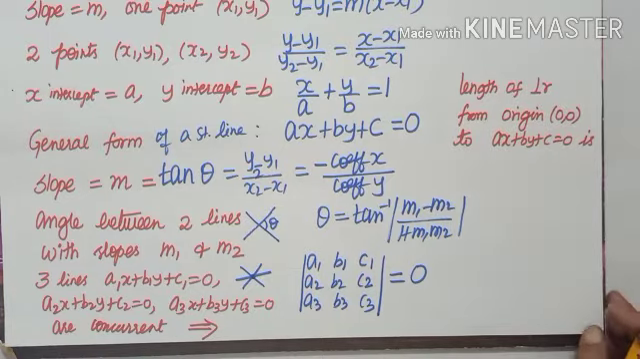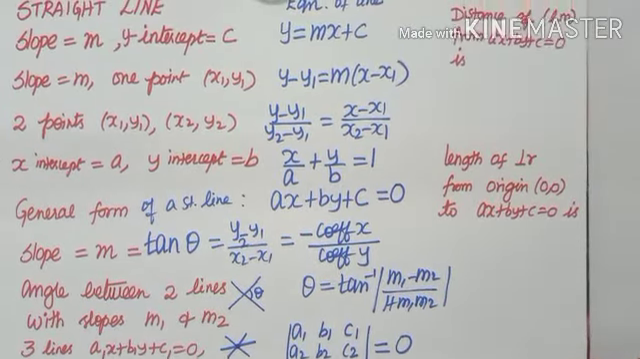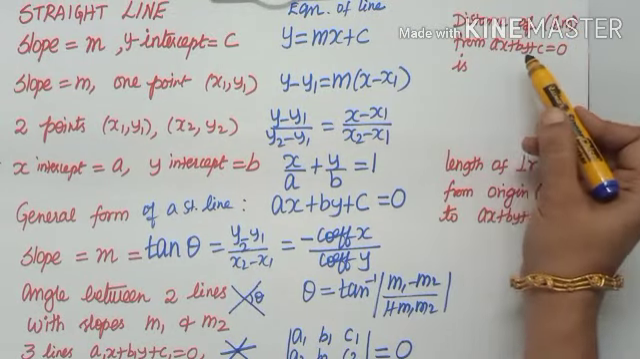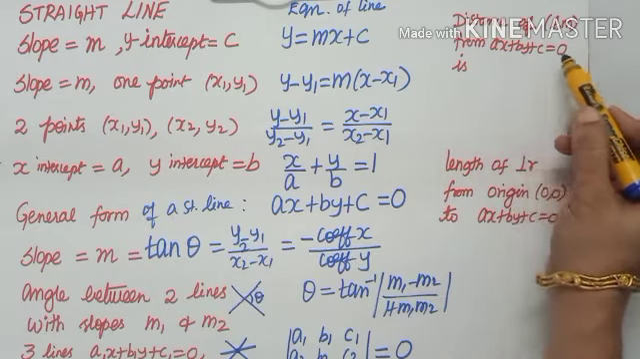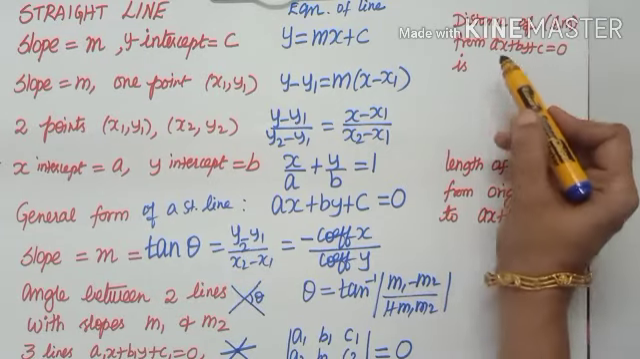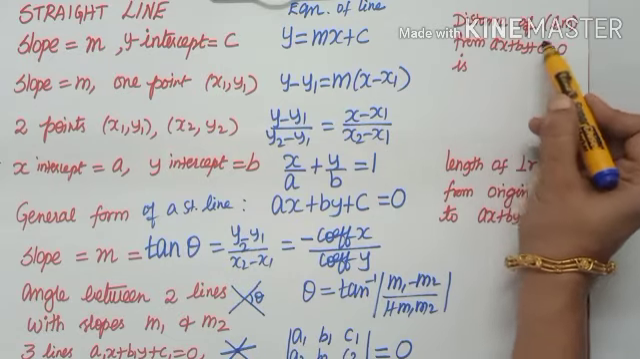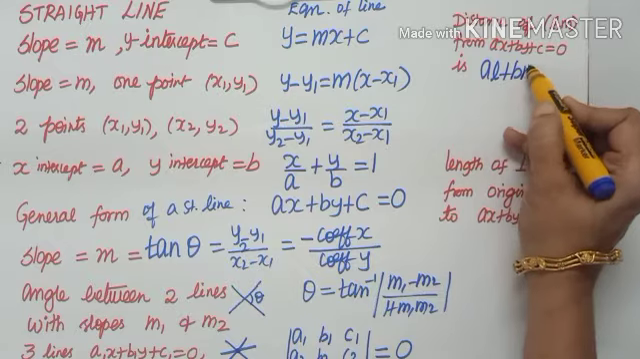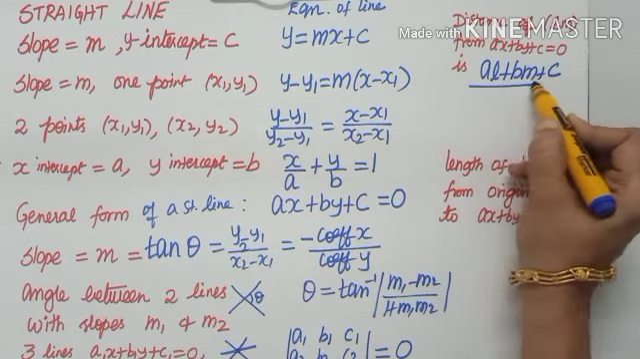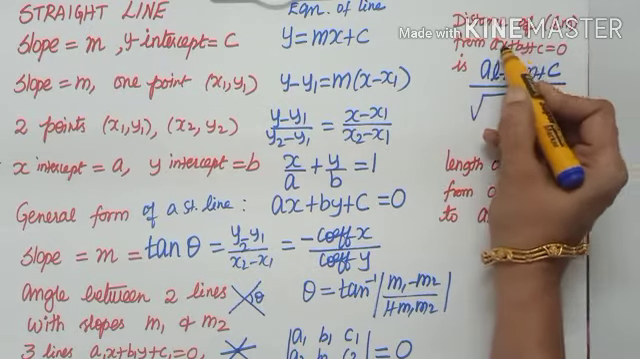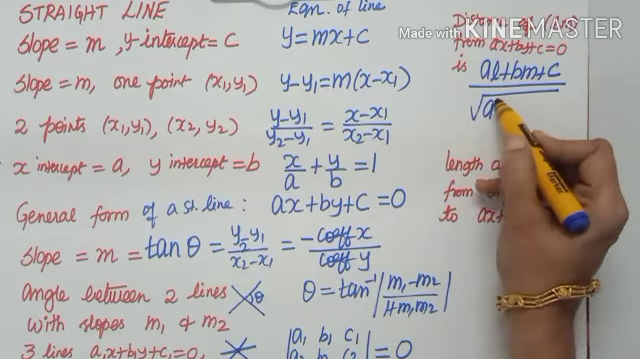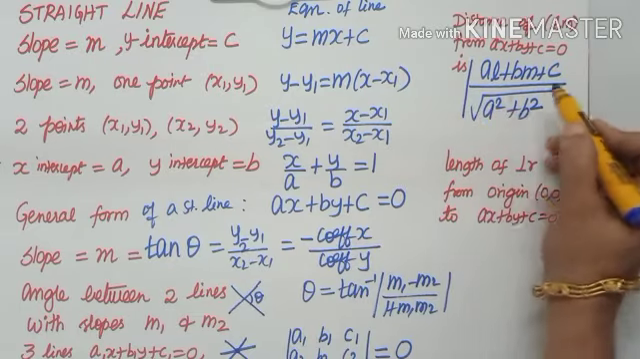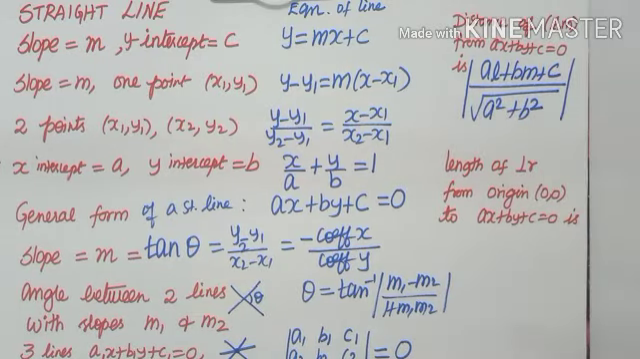We have some more formulas. Distance of a point (L, M) from a line AX plus BY plus C equal to 0 is, in this line wherever X, Y is coming, substitute L, M. Modulus of (AL plus BM plus C) divided by root of the coefficient squares, A square plus B square. Distance cannot be negative, so put the modulus symbol.